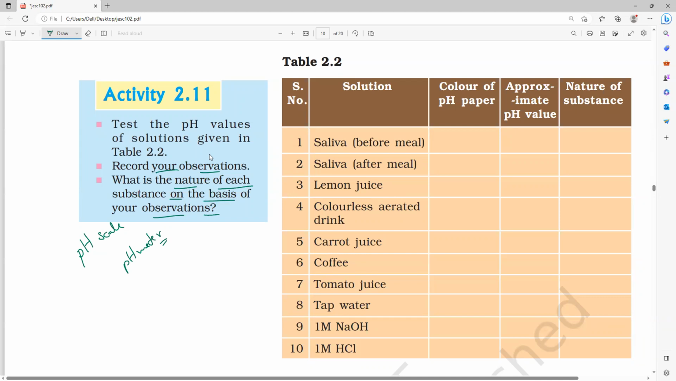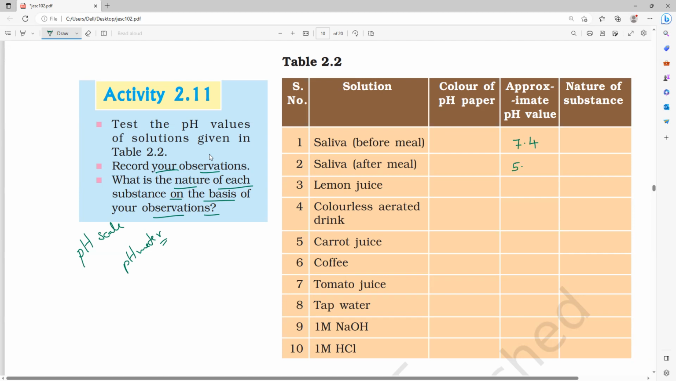First, saliva before meal. If you notice, the pH value is definitely basic in nature. Before meal, the approximate pH value is 7.4. All of you remember how much it is? 7.4. Saliva after meal turns acidic in nature.